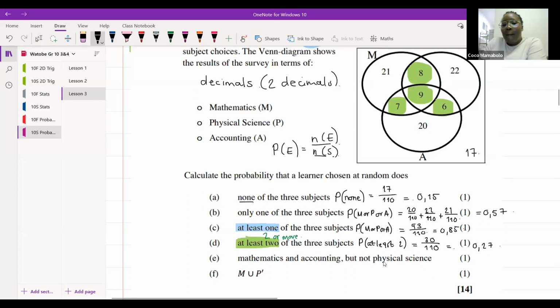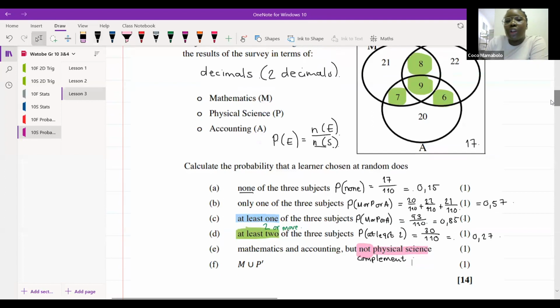It says maths and accounting, but not physics. What do we call that not? Do we remember what we call not, guys? What does not mean? We spoke about it in the last lesson. Yes, the complement. Beautiful, the complement. All right. It's the complement. So let's go have a look, guys.